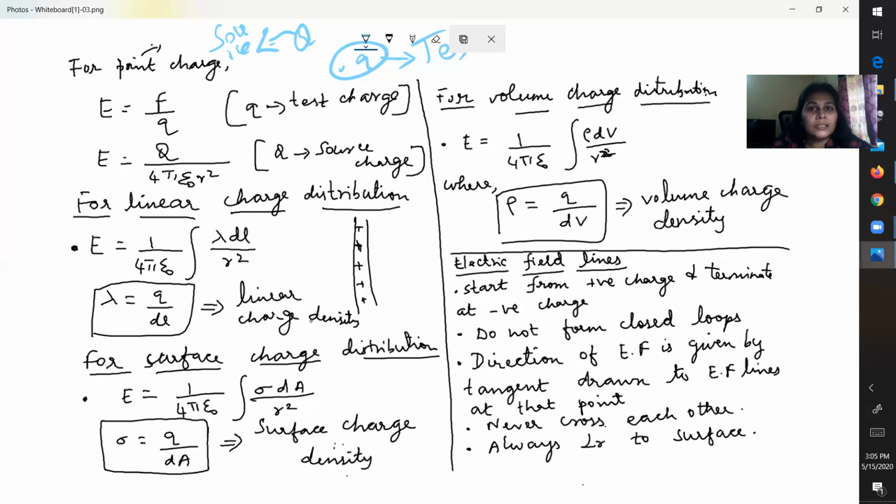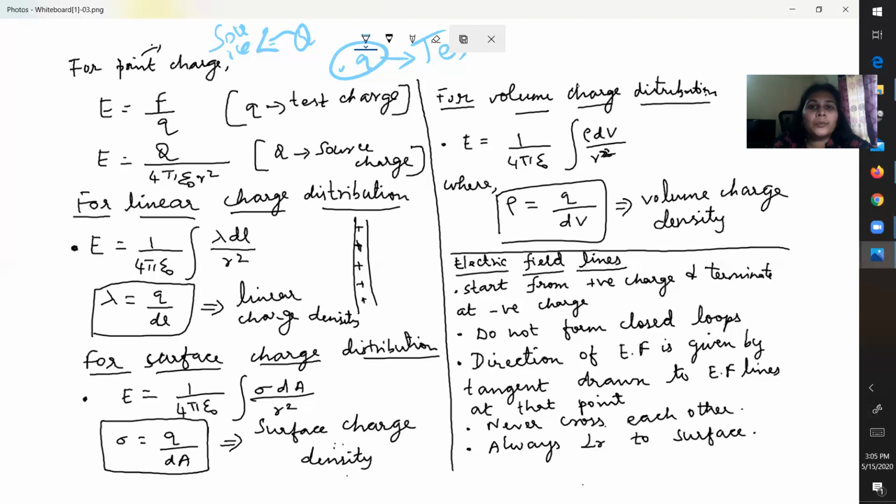So what is linear charge density? It is the number of charges present in a small length. Similarly, suppose the charges are distributed over a whole surface, then we use the formula E equals 1 by 4 pi epsilon naught integral sigma dA by r square. What is this sigma again? It is nothing but the number of charges present in a particular area. Or you can see here sigma equals Q by dA. It is known as surface charge density.